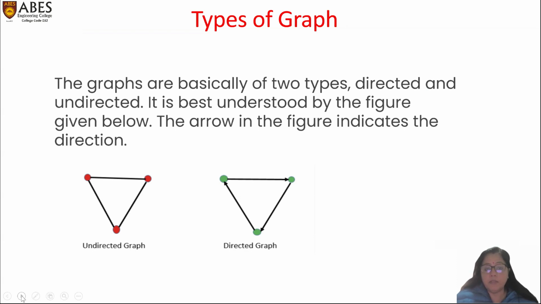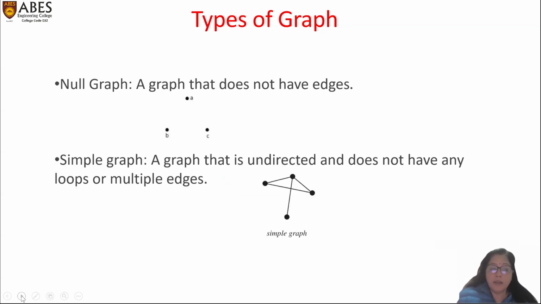See here that in the figure in which I have annotated nodes with green, there is an arrow for each of the edges joining these three vertices. The arrow starts at one vertex and ends at the other, so it is called a directed graph. Now, in an undirected graph, the edges have no such direction, no such arrows, and the traversal in this case can be on both sides, that is, from any of the vertices. Here the undirected graph is shown by the vertices having red color.